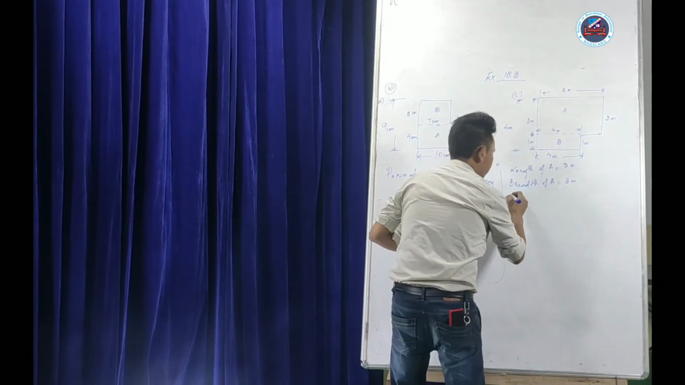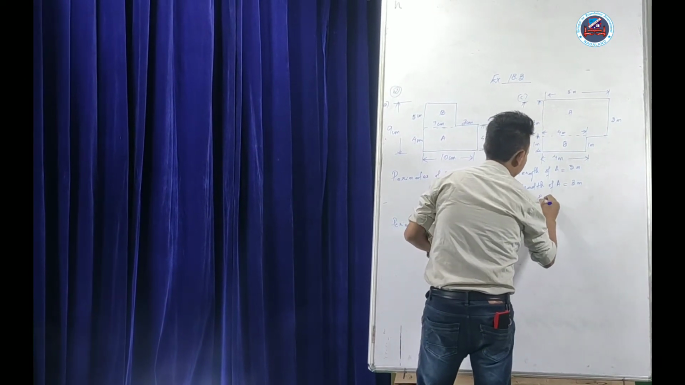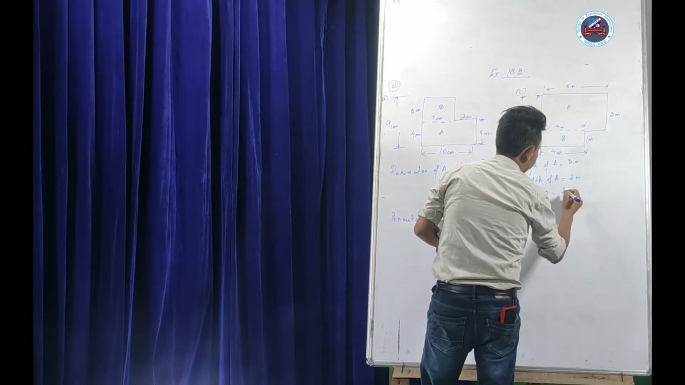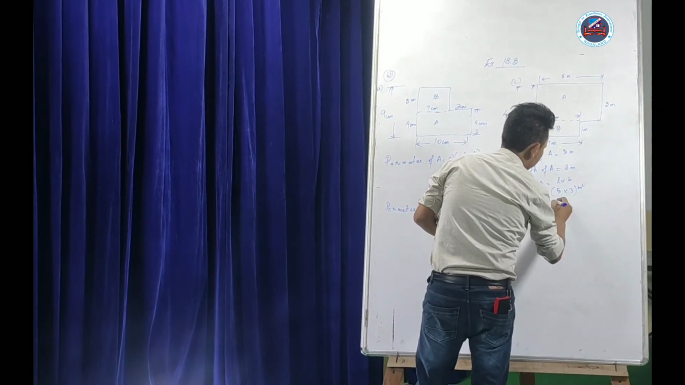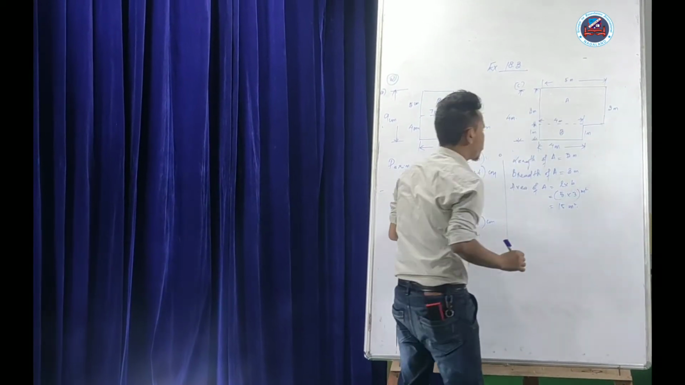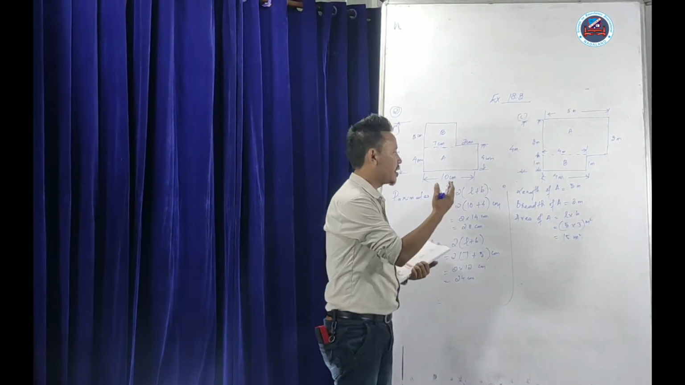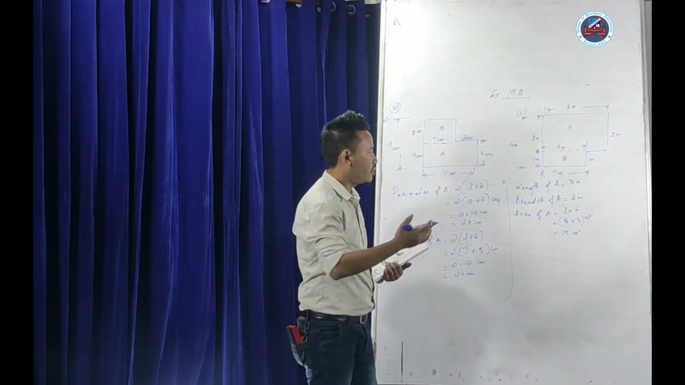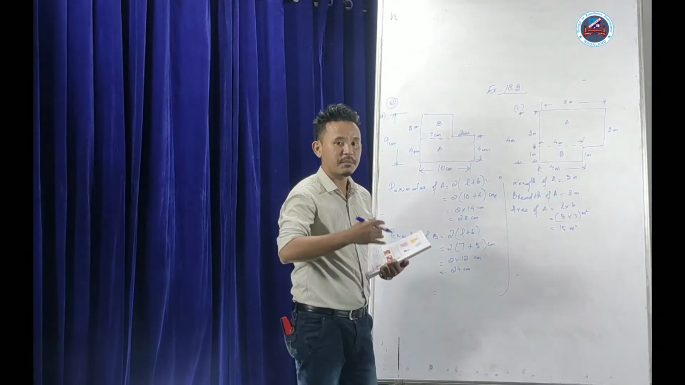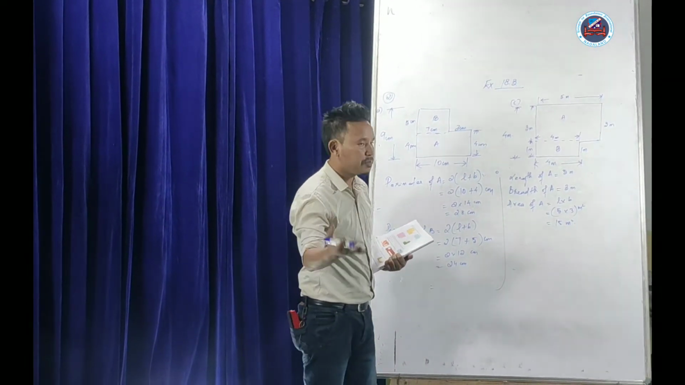Right? So let's find out the area. Area of A: length into breadth. That is 5 into 3 meters square, which gives us 15 meters square. So what I want to do here is, rather than finding area together and perimeter together, let's find out area and perimeter first for group A, and area and perimeter subsequently for group B.